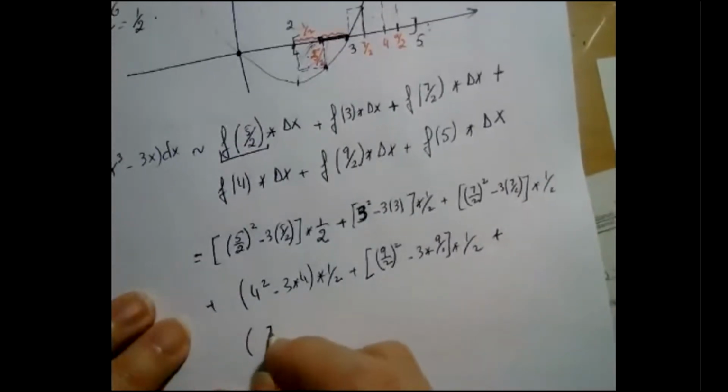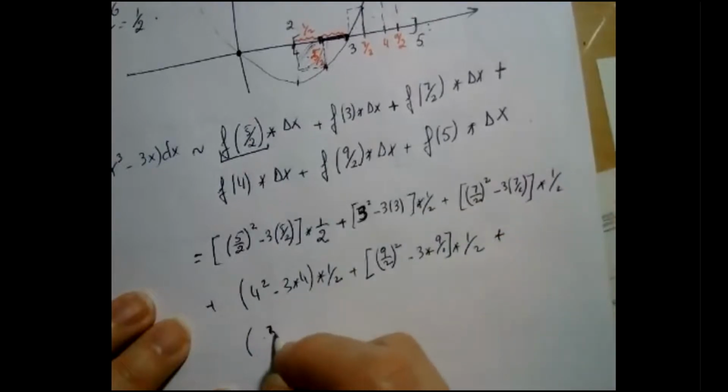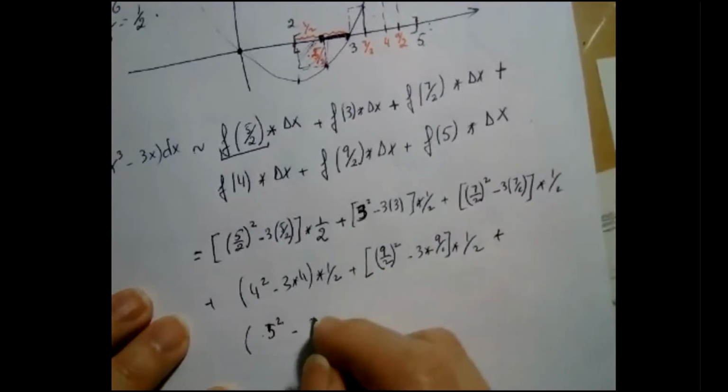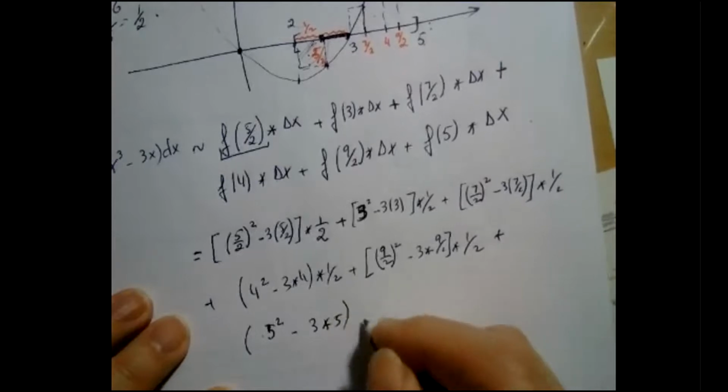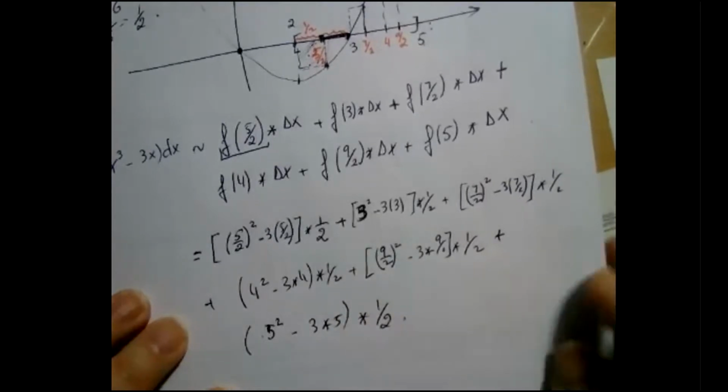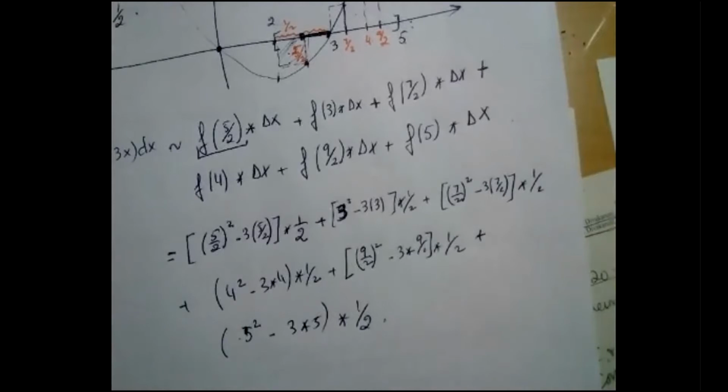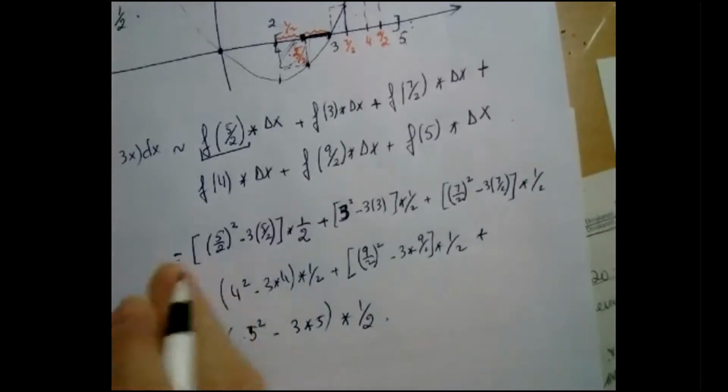Plus finally, at 5, I will have 5 squared minus 3 times the 5 times a half. Okay? So that's really the sum. Now we compute this number at the end. That's really calculator work. And we compute this number.